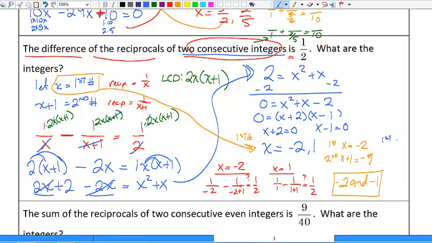But what if my first value for x was 1? Then what is the second value? Well, that's one more than it, or just 2. So 1 and 2 also work as a solution for this word problem. You have two sets of possible answers, possible consecutive integers, whose reciprocals do subtract to be 1/2.